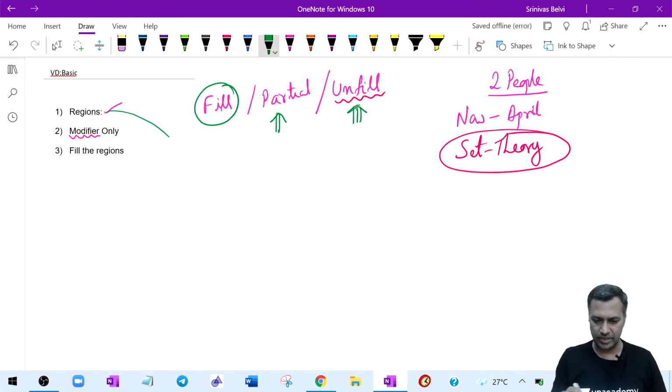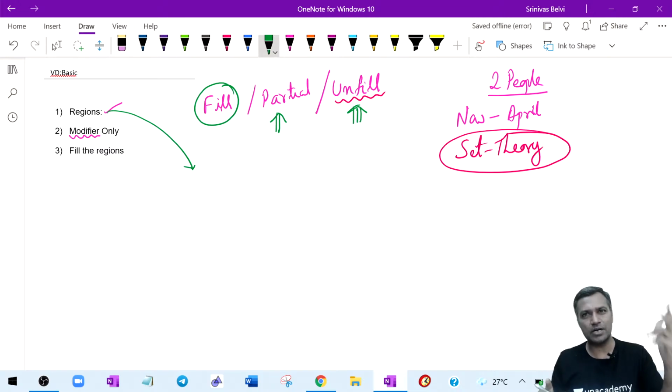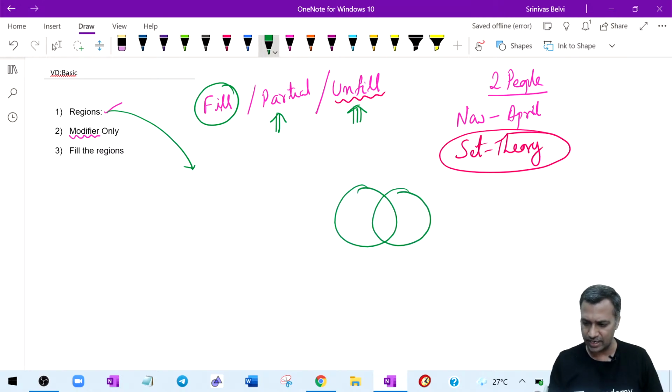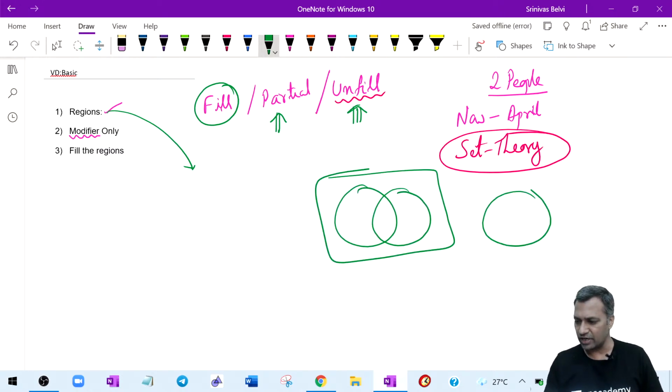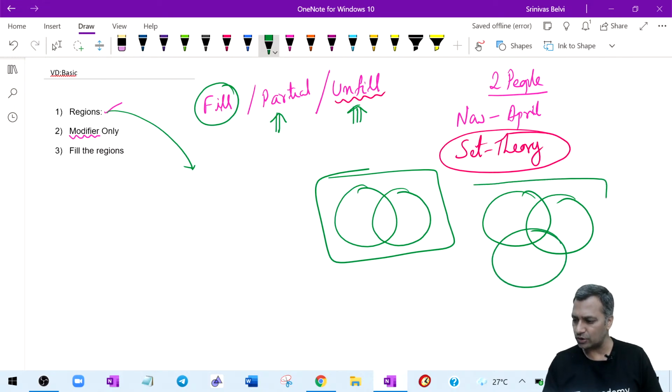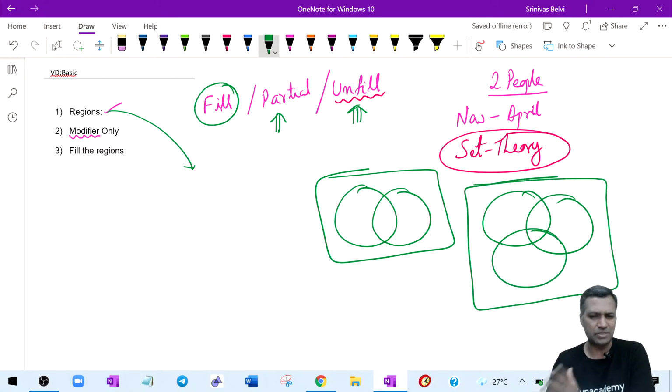Coming to the regions. Is it chicken first or egg first? In the sense, did the number come first or the diagram come first? If I ask somebody to draw the Venn diagram for 2, we all know how to draw it. If I ask you to draw the Venn diagram for 3, we know how we draw that. Similarly, we all know how to draw a Venn diagram for 4. That's not the bother. The point is, did the diagram come first or did the number come first? Numbers came first. Logic came first. The diagram is a representation of the logic.